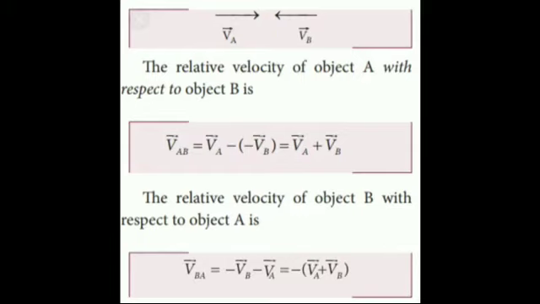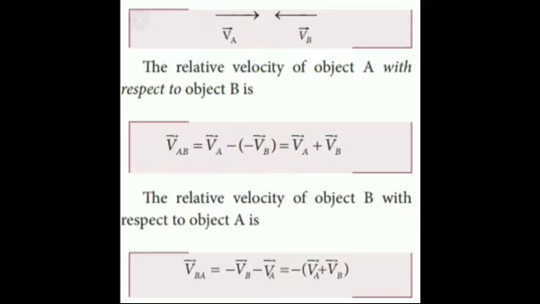The relative velocity of B with respect to object A, vector VBA, is equal to minus VB minus VA, which is equal to minus VA plus VB. Here also the minus sign indicates the opposite direction of the object.